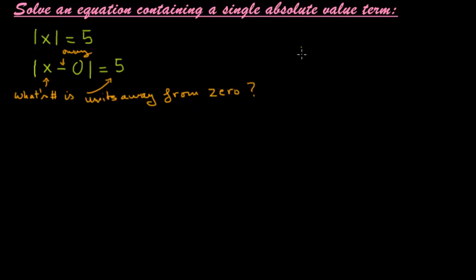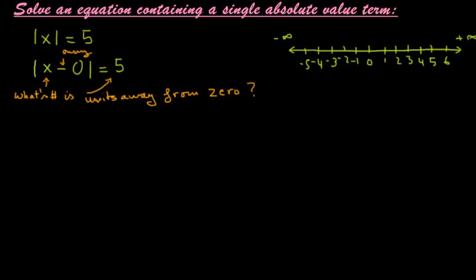To answer that, we need to construct the real number line and then find out what number is 5 units away from 0. So we have 0, 1, 2, 3, 4, 5, and 6, and I also have the negative side: -1, -2, -3, -4, -5. I believe this is good enough. Let's say on the right side, 1, 2, 3, 4, 5. So positive 5 is 5 units away from 0.